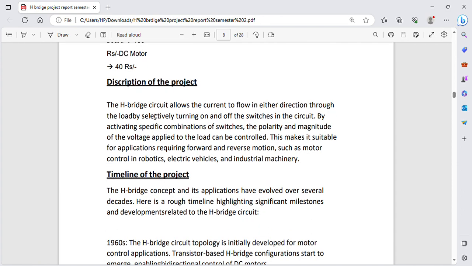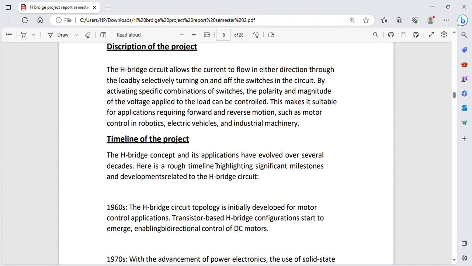So the H-bridge circuit basically allows the current to flow in either direction through the load by selectively turning the switches in the circuit on and off. By activating specific combinations of switches, the polarity and magnitude of the voltage applied to the load can be controlled. This makes it suitable for applications requiring forward and reverse motion, such as motor control, robotics, electric vehicles, and industrial machines. And the next thing is the timeline of the project.